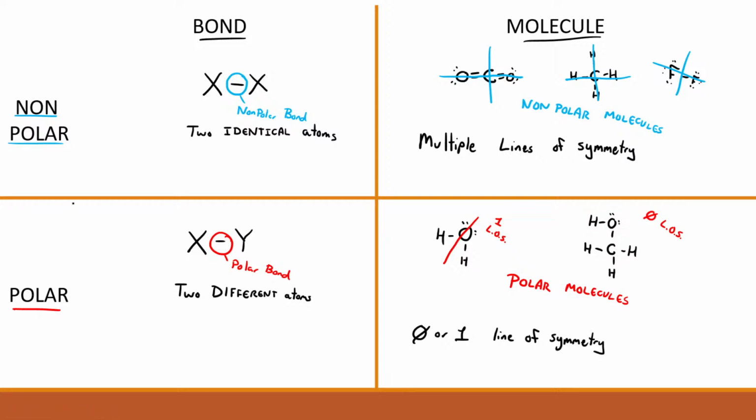Polar and nonpolar always mean the same thing. We're looking at nonpolar. It means electrons are shared equally. Polar means electrons are shared unequally. Whether we're looking at the bond or the molecule, that's what we're trying to determine. There's two different ways of determining, either looking at the atoms for a bond or the lines of symmetry for a molecule.